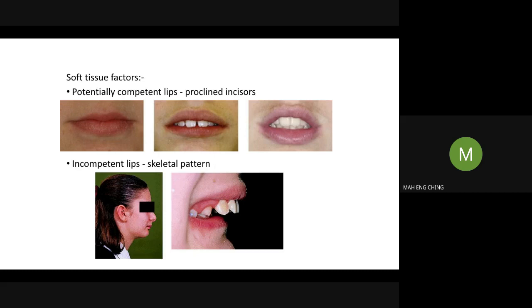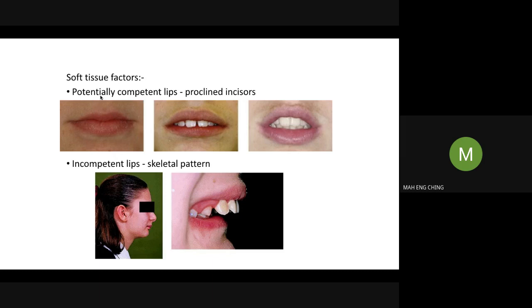Soft tissue. So soft tissue is one of the important etiologies for class 2 malocclusion. Usually it's due to the lower lip trapped behind the upper incisor. If the lower lip is trapped behind the upper incisor, then it's going to proclinate the upper incisor, or sometimes the patient will become incompetent lips. So we can further classify into two groups.